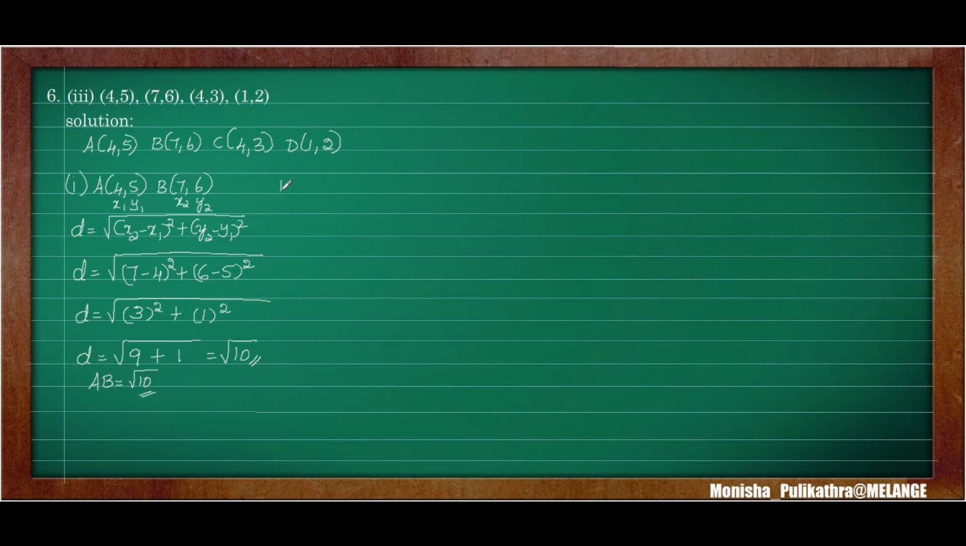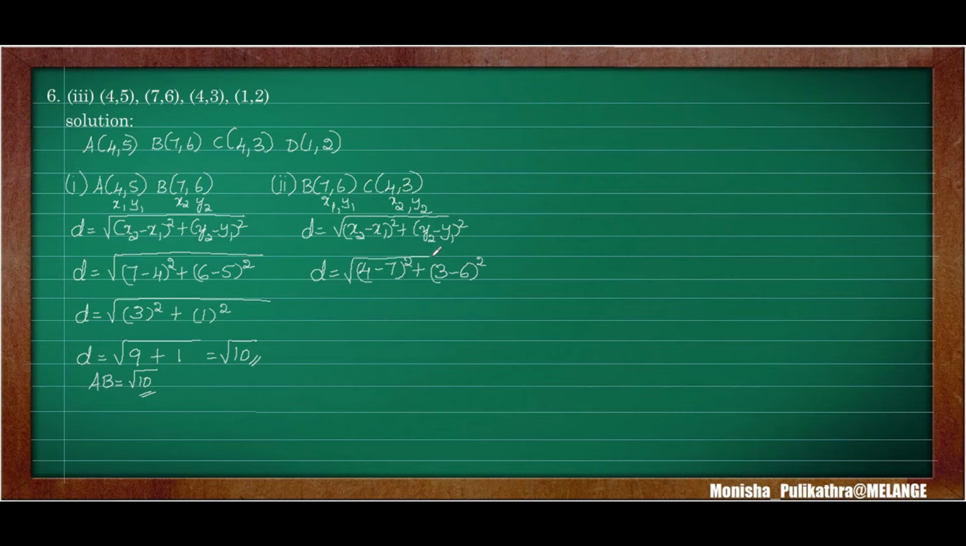Okay. So moving on to the second case, we have to take BC here. B is (7, 6) and C is (4, 3). So (7, 6) is x1, y1 and this should be x2 and y2. Apply the distance formula. D is equal to square root of (x2 minus x1) whole square plus (y2 minus y1) whole square. So substitute the values. x2 is 4 and x1 is 7. So (4 minus 7) whole square plus (y2 is 3 minus y1 is 6), (3 minus 6) whole square.